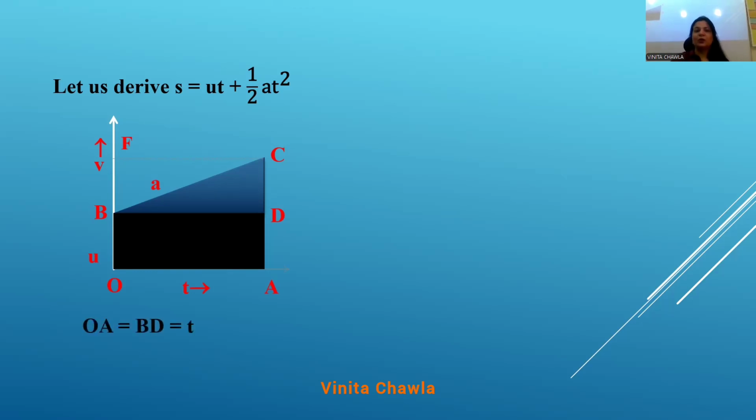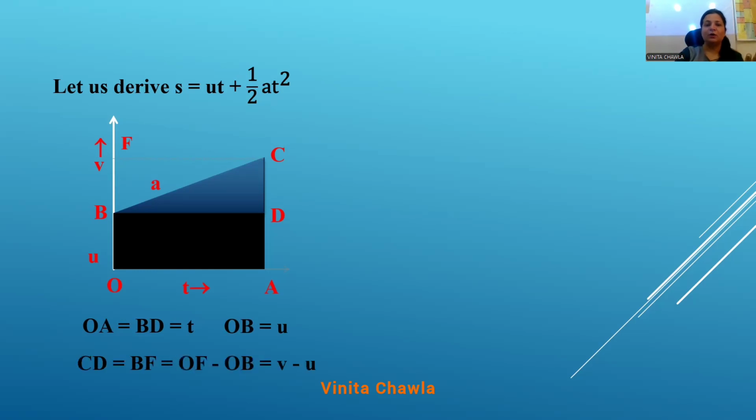Okay, so OA is T and BD is also T because OA and BD are equal. Both are equal to T. And OB, OB is this much distance. This is U, na, initial velocity. And what is your OF? OF is V, and OB is U. So we can find BF. BF is OF minus OB, it's V minus U.